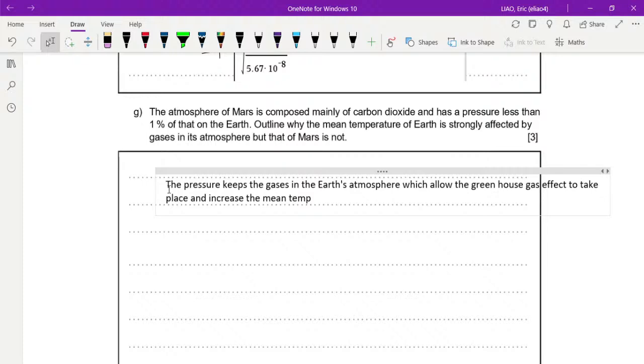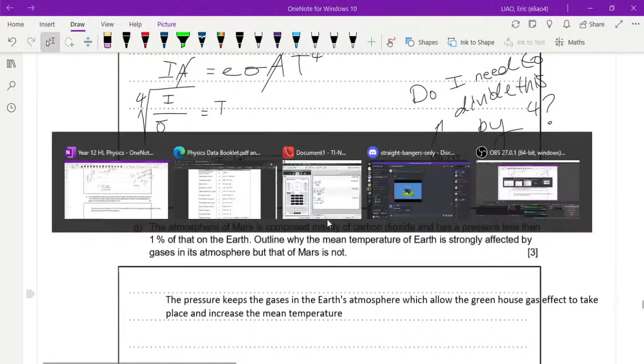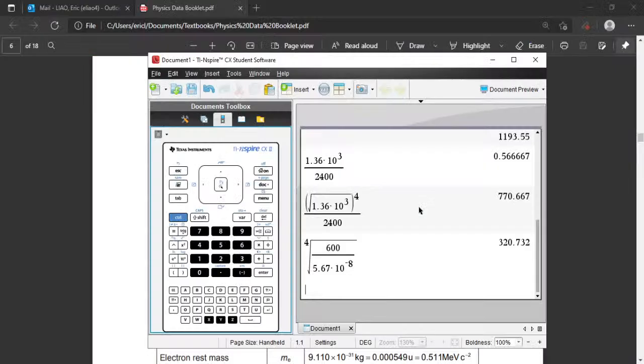Well, if we get 320 Kelvin, and it's telling us Mars is not, do we divide it? Ours is like 300 Kelvin.